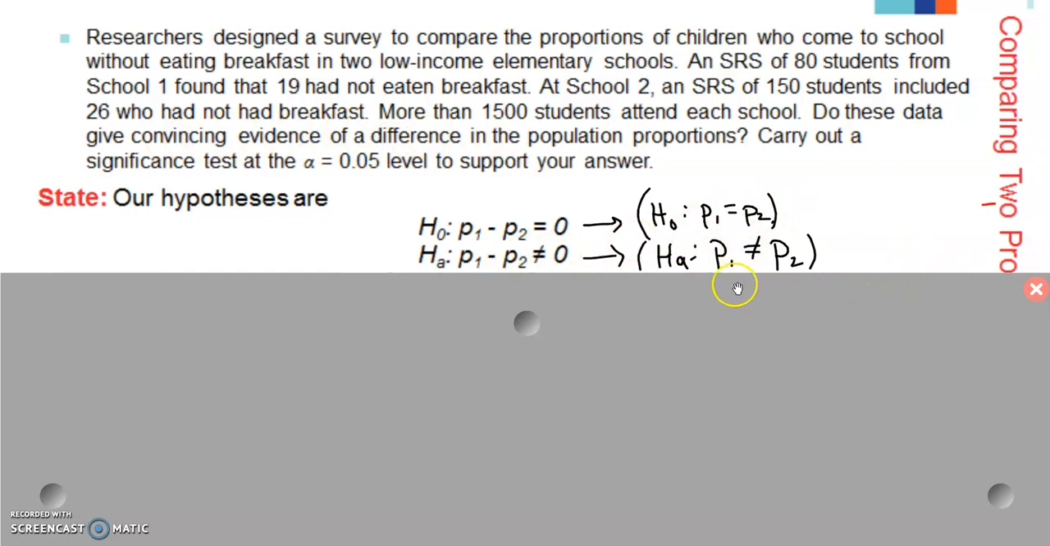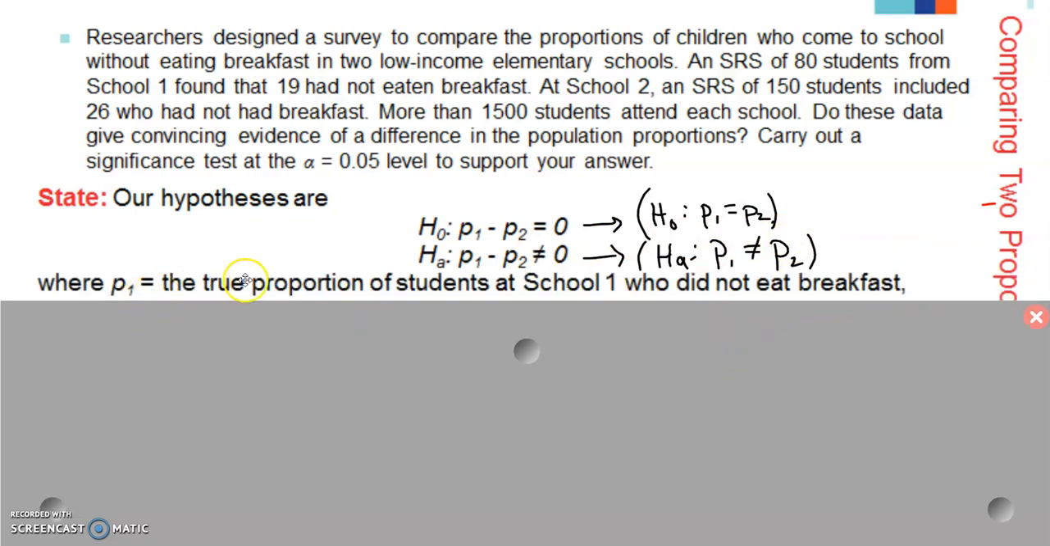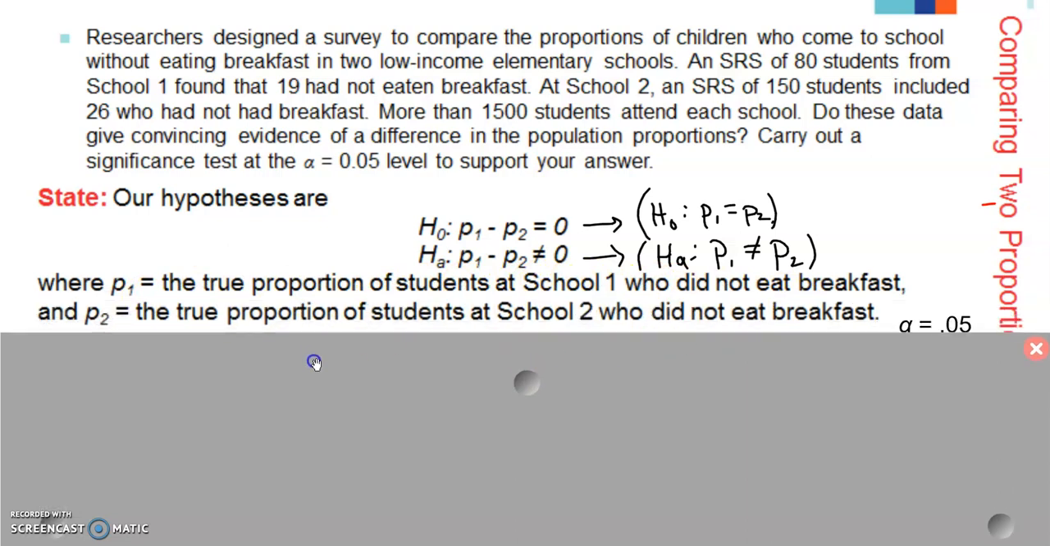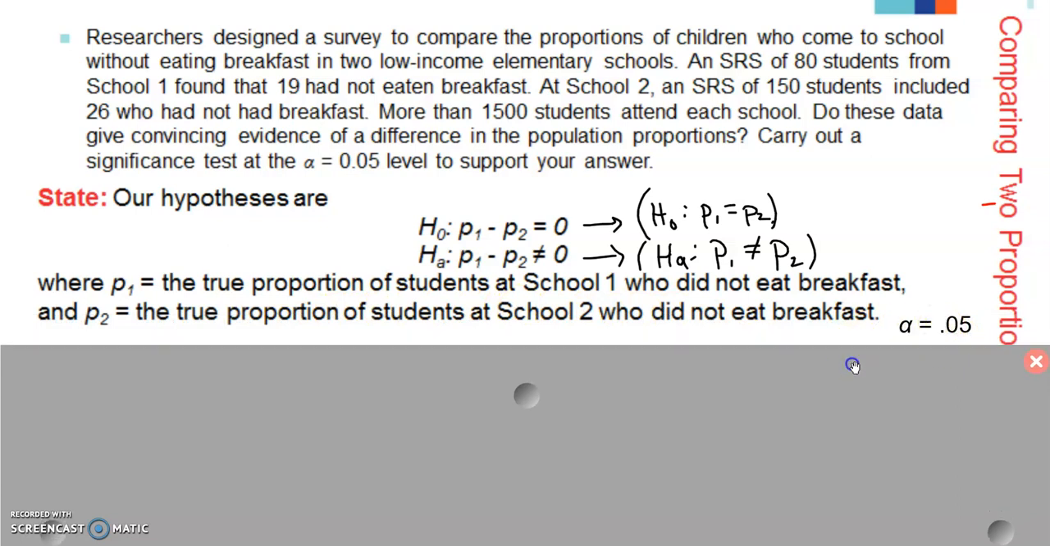You then need to define what P1 and P2 are. So P1 is the true proportion of students at School 1 who did not eat breakfast. P2 is the true proportion of students at School 2 who did not eat breakfast, and then you also need to give your significance level of 0.05.